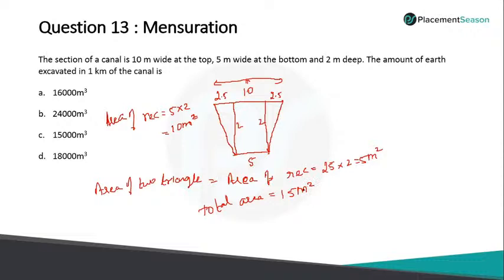I need to find the amount of earth excavated in 1 kilometer. 1 kilometer is nothing but 1000 meters. So for 1 kilometer, I have to multiply this with 1000 meters. I'll get 15,000 meter cube of earth excavated. Right? Okay, next question.